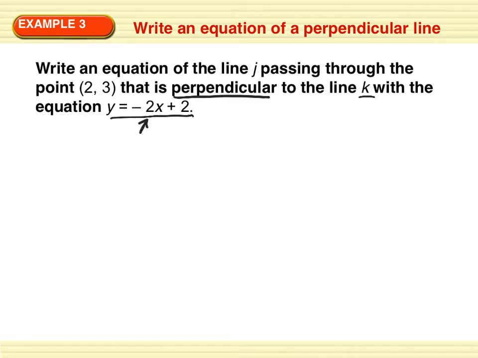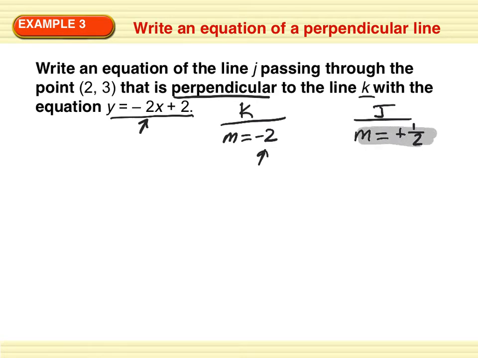What is k's slope? Not 2, but negative 2. So we're looking for the slope of j now. What do I need to do with this to find the opposite reciprocal? Flip it upside down, it becomes 1/2, and change it to a positive. So our slope, the one that we care about, is this one right here.